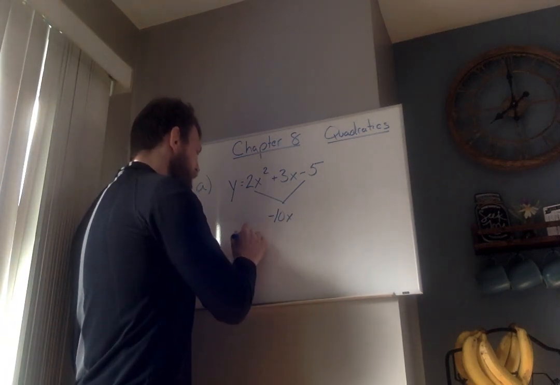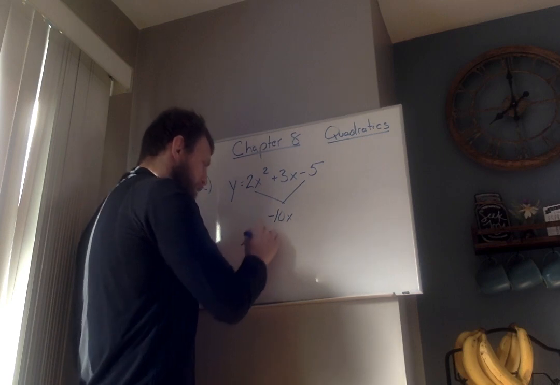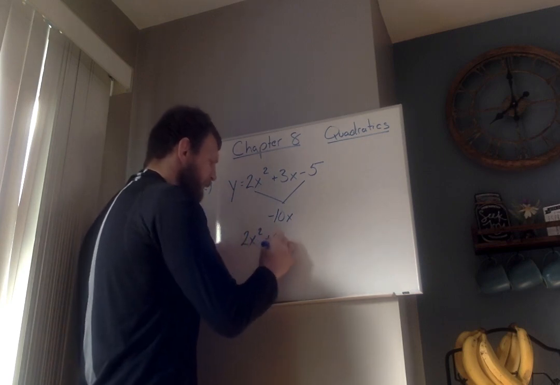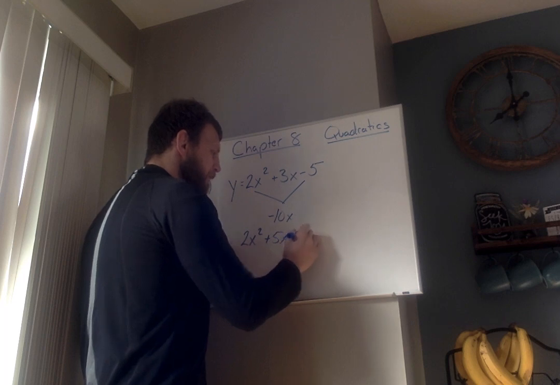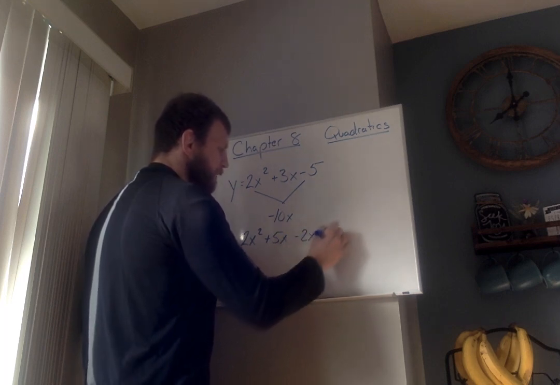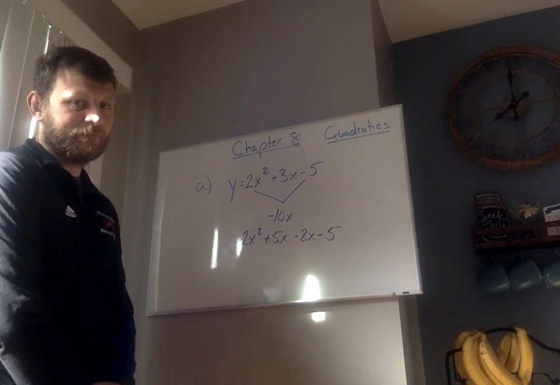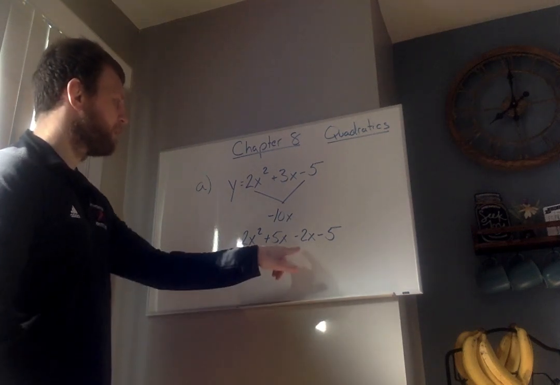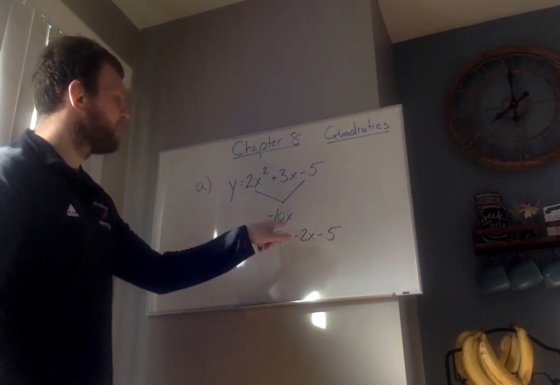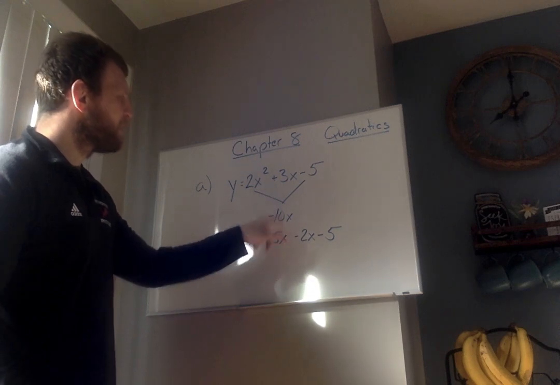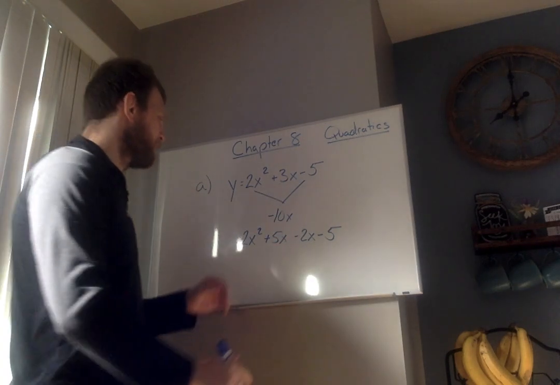All right, so I'm going to do 2x squared plus 5x. Then I'm going to do minus 2x minus 5. Okay, so I have that. Those are my two factors that multiply to give me negative 10 and add up to give me that.